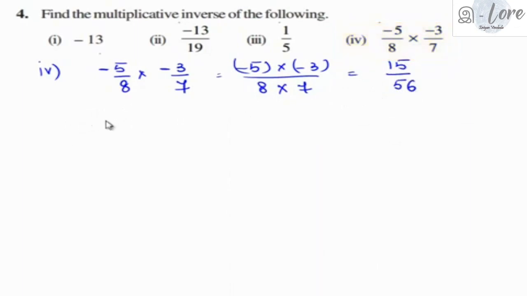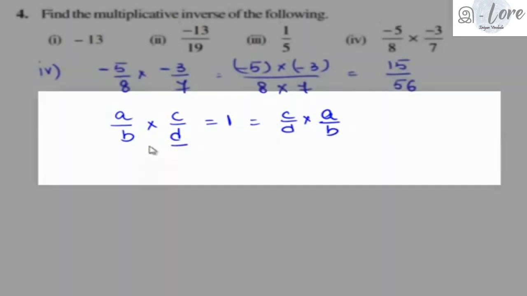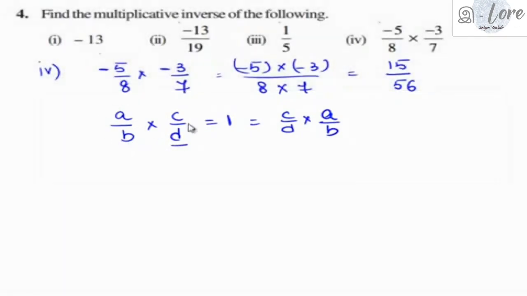We know that for every rational number a by b, there is another rational number c by d such that a by b times c by d is equal to 1, which is equal to c by d times a by b. C by d is the multiplicative inverse of a by b. Similarly, a by b is the multiplicative inverse of c by d.